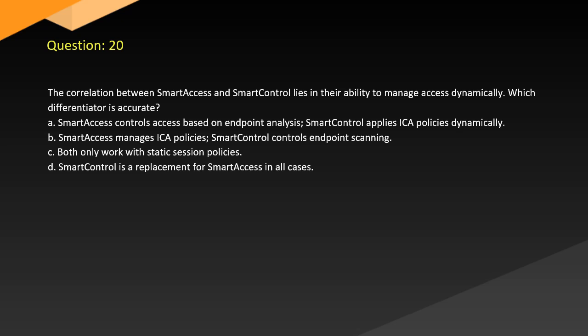Question 20. The correlation between smart access and smart control lies in their ability to manage access dynamically. Which differentiator is accurate? A. Smart access controls access based on endpoint analysis. The smart control applies ICA policies dynamically. B. Smart access manages ICA policies. The smart control controls endpoint scanning. C. Both only work with static session policies. D. Smart control is a replacement for smart access in all cases.